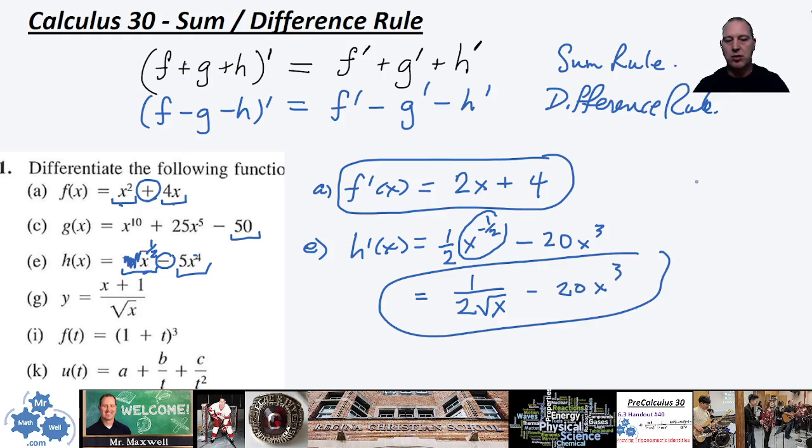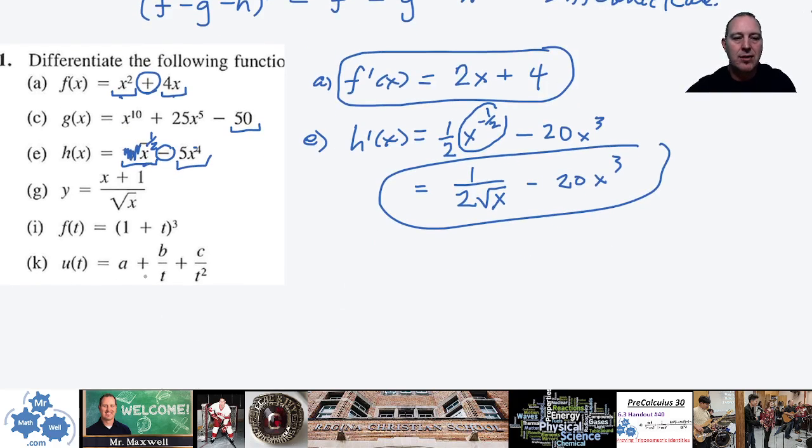Doesn't matter how many terms you have in your polynomial, as long as it's a polynomial of some sort, you can just add or subtract them. Let's do k, one last one. This one looks really strange, doesn't it? a, b, and c are constants, all right? So u prime of t here, the derivative of a is 0. It's a constant. Now what about this though? Oh goodness, b over t.